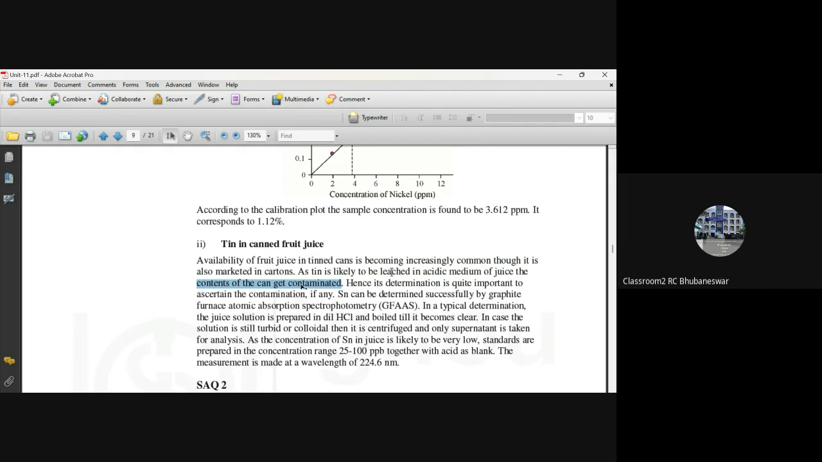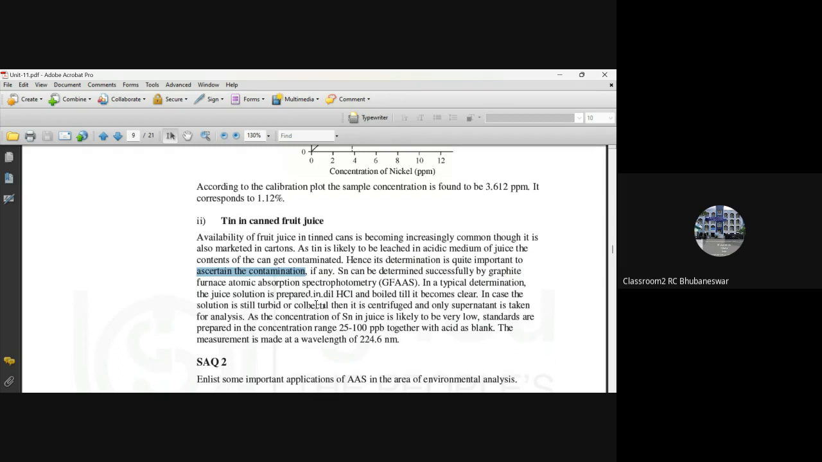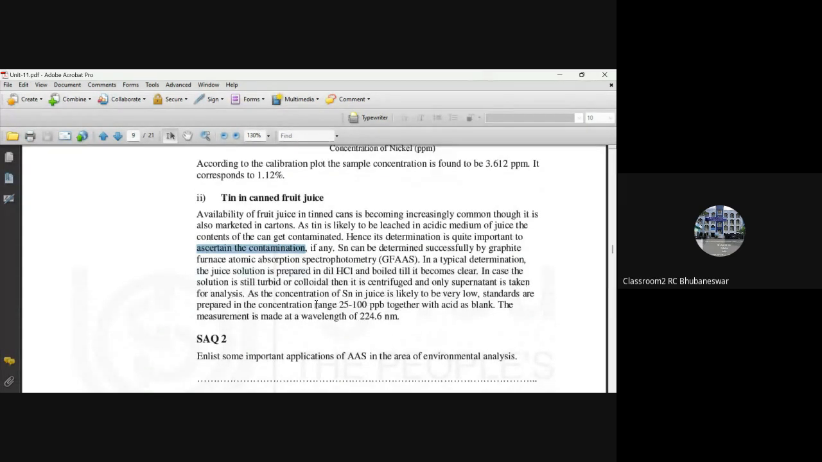Fruit juices are acidic in nature. Some people also feel acidity after taking fruit juice, because it is a little acidic compared to your body fluid. So the tin may get corroded in the can, and it may come into the fruit juice also. Hence, its determination is quite important to ascertain the contamination, and that can also be done using AAS.